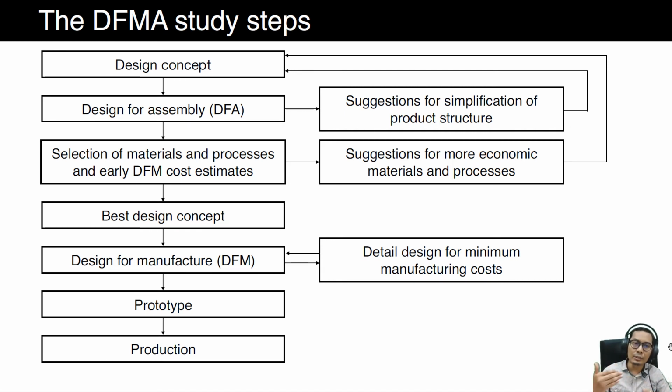After you finish the DFA, you will do the selection of materials and processes, and also early DFM, or design for manufacturing, cost estimations. During this stage, you can make suggestions for more economic materials and processes that can be used, to minimize the total cost of developing the product. And then you will proceed with the best design concept based on the several design concepts that you generated.